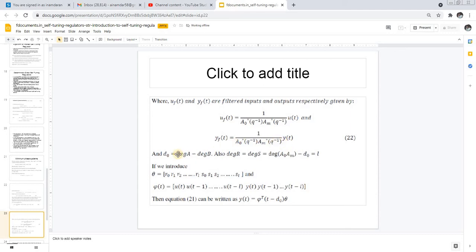And the degree of the d0 polynomial is degree of A minus degree of B. Also the degree of R equals the degree of S, which is the degree of the combination of A naught Am.